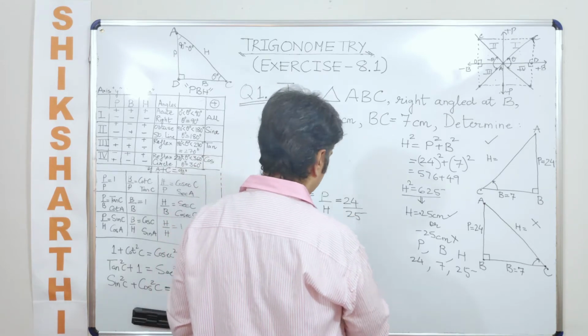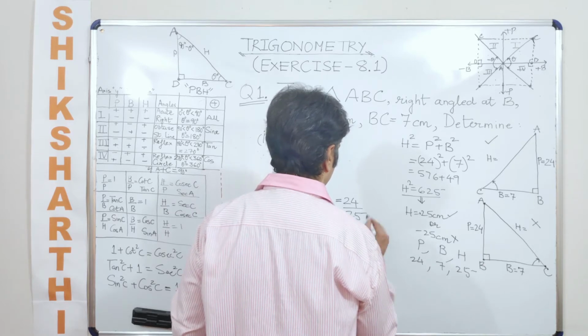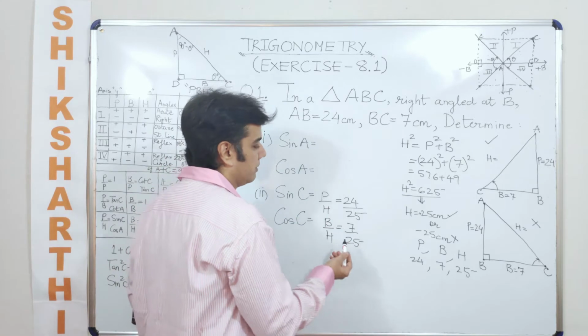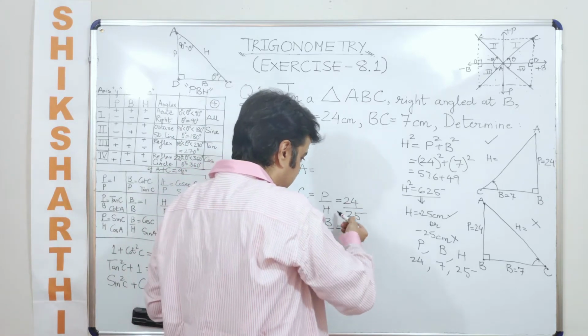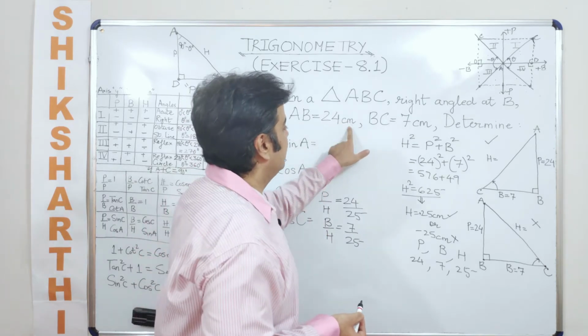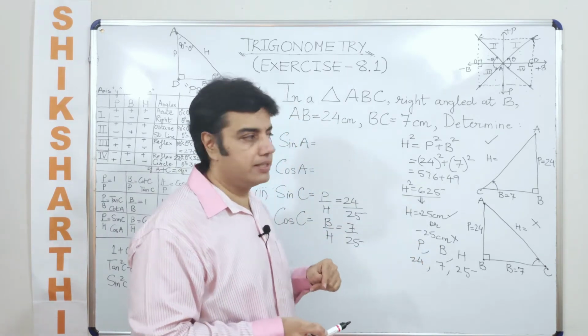How much is B by H? 7/25. Now the moment you are writing this trigonometric ratio, this is what I was saying. When I write these trigonometric ratios, the inference becomes different. But here the measuring length was given, which is why the negative length was discarded.